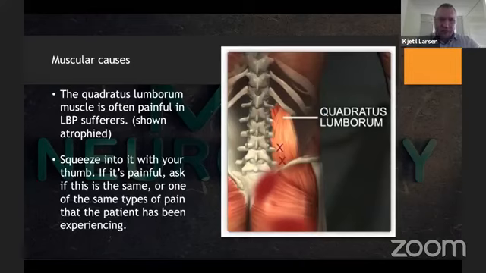if they have an injury here. What I usually do, I just ask the patient, where is your pain? They will point to the flank. I will squeeze my thumb into the flank and I will ask, is this the same pain that you've been suffering from? If they say yes, then I will strengthen the QL. If they say no, I will keep looking.